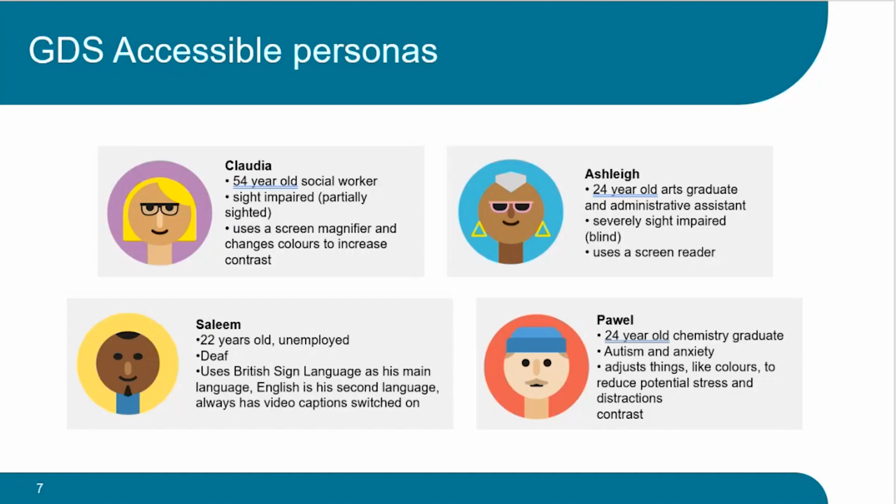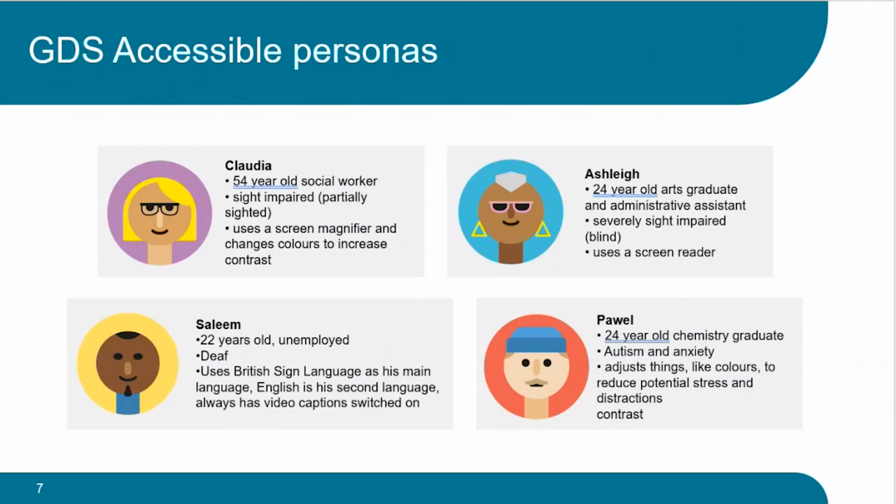Equally, one of the other key assets that we have within the GOV.UK design system are these accessible personas. So here I've only included 4, but there are actually quite a few others. So you can see, without me reading each one individually, that Claudia, Ashley, Salim, and Pavel all have these different access needs. And the importance of this is really helping the team to empathize with different ways in which different users may struggle to interact with the dashboard.